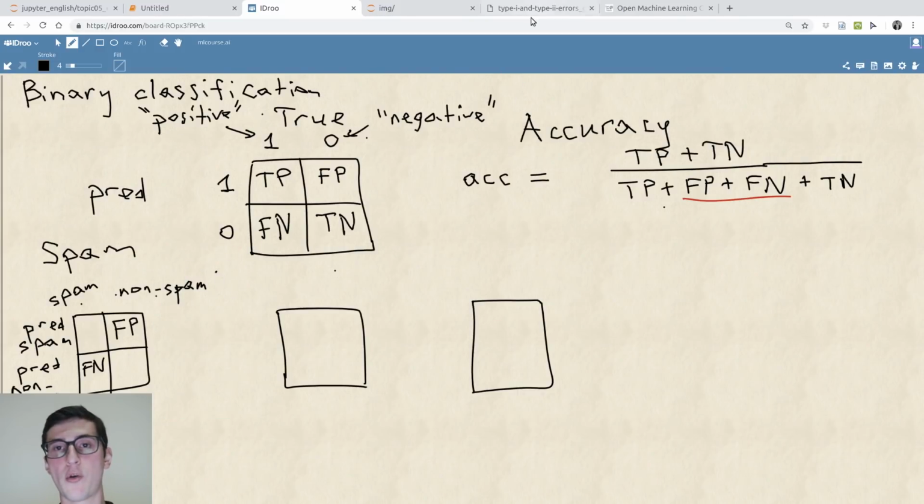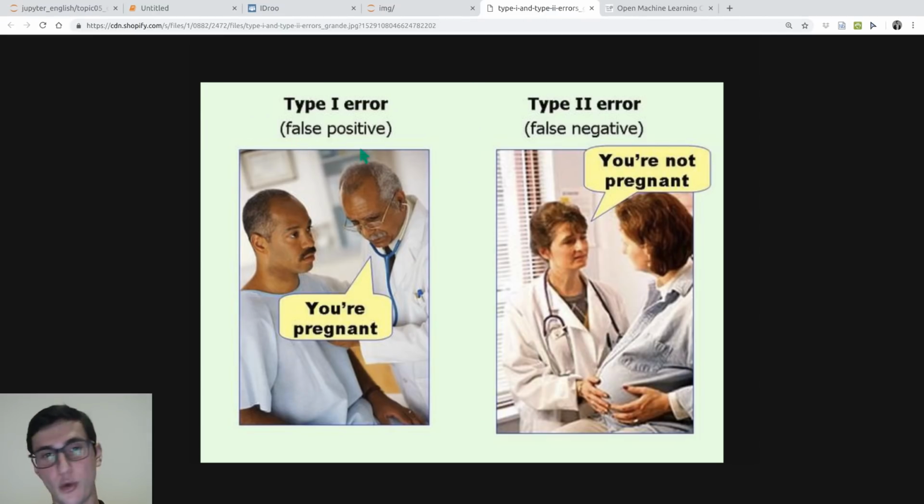Okay, one picture about these types of errors. Okay, no better picture than this one. So false positive is to say that you're pregnant to a man. Okay, and false negative, do I need to comment on it? You see, you're not pregnant. Okay, so the best picture ever illustrating this.